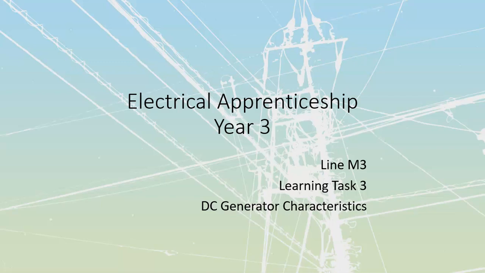All right, we are on to learning task 3 here for our DC generator characteristics, and we're going to take a look at the different operational characteristics of DC generators. We talked about the basic components of them. We talked about the builds in the first two.